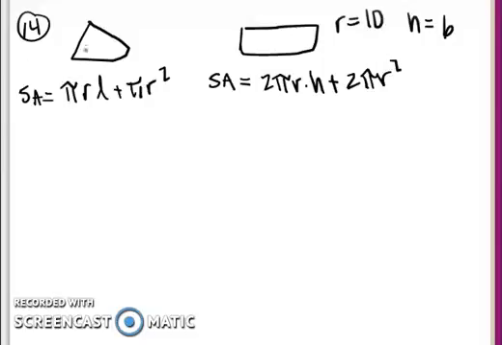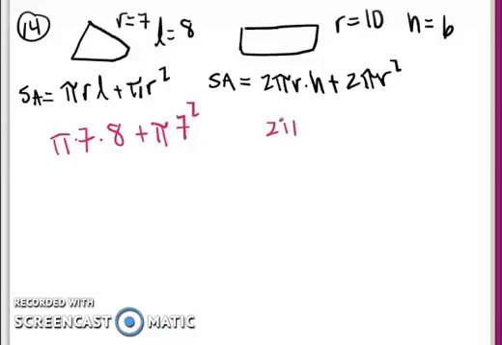Then the other one, we got to do a little bit of math, though. Basically, if you look at the picture appropriately, you're going to take 6 from 20, which gives you 14, and then take half of that. So the radius here is 7. And the slant height, which they give us, is 8. Okay, so we have all the information we need, so let's plug it in. So we're going to get pi 7 times 8 plus pi 7 squared. Over here we're going to get 2 pi 10 times 6 plus 2 pi 10 squared.